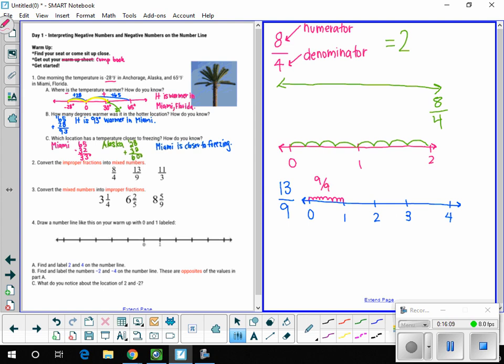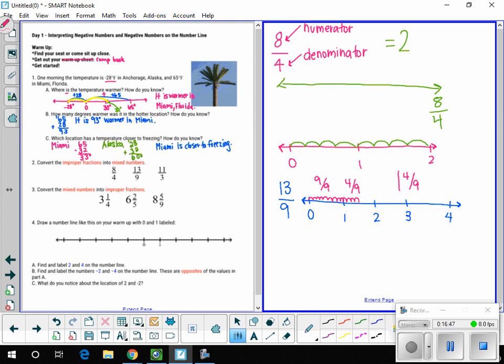How many more ninths do I have? How many do I have, Kira? I have 4 more to get to 13. So I have 9, 10, 11, 12, 13. So that's 4 out of 9. Okay. So 9 ninths I can represent as 1 whole. So this lets me know that I have 1 whole and 4 ninths.